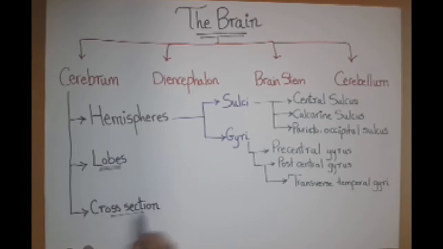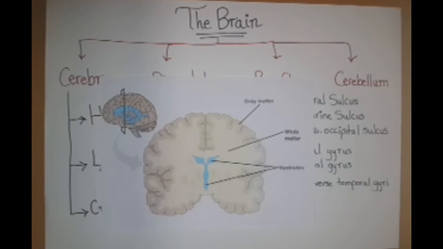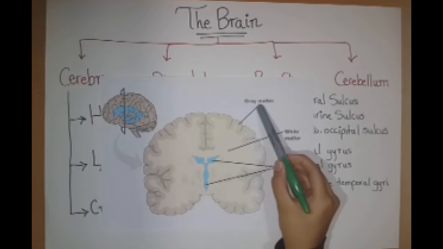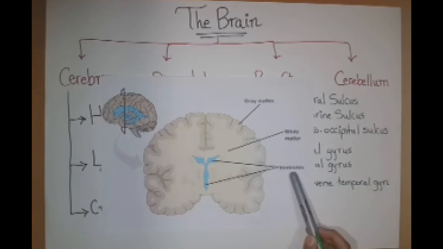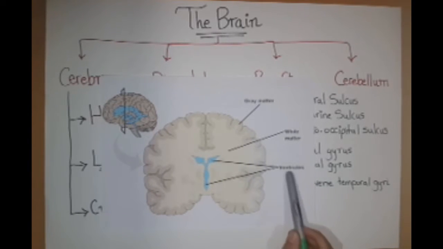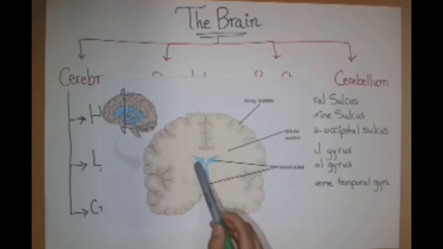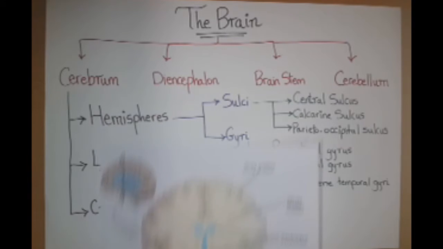Now let's move on to the cross-section of the cerebrum. For the cross-section of the cerebrum, we can observe 3 different sections: the gray matter, the white matter, and the ventricles. Surrounding the ventricles is something called the deep gray matter. For the ventricles, we have 4 ventricles. We have the lateral ventricles up above, the 3rd ventricle in the middle, and the 4th ventricle at the end.